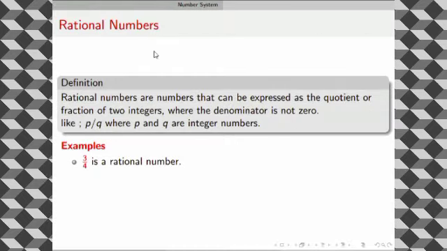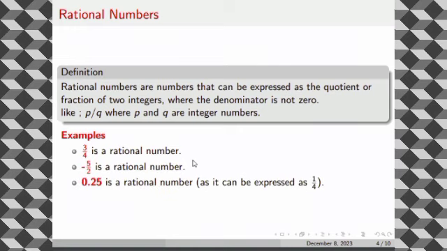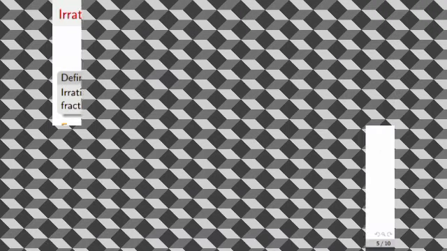Rational numbers are numbers that can be expressed as the quotient or fraction of integers, p over q, where the denominator q is not 0, and p and q are integer numbers. 3 over 4 is a rational number. 5 over 2 is a rational number. 0.25 is a rational number because it can be expressed as 1 over 4.